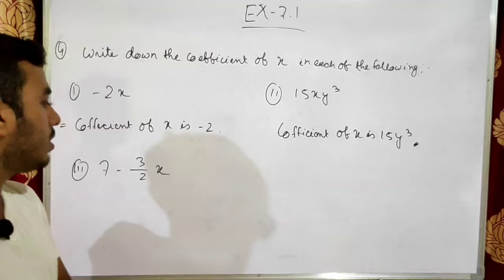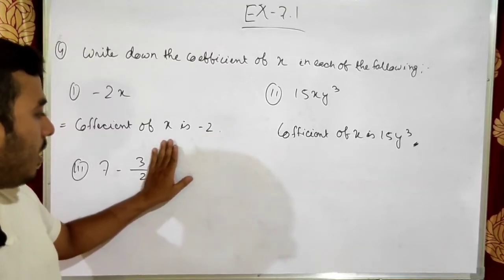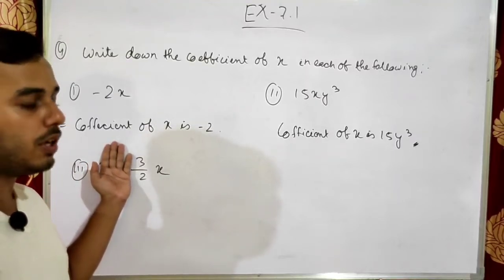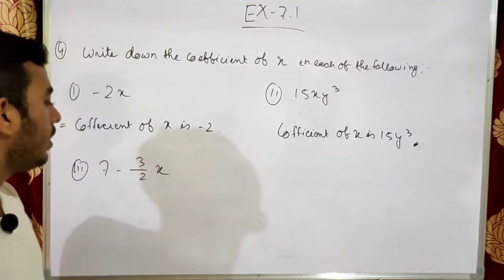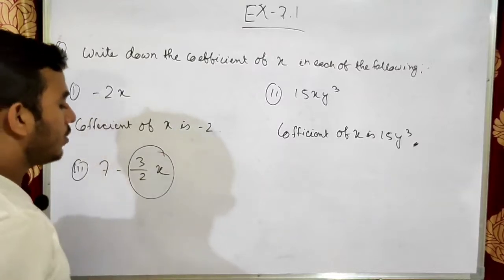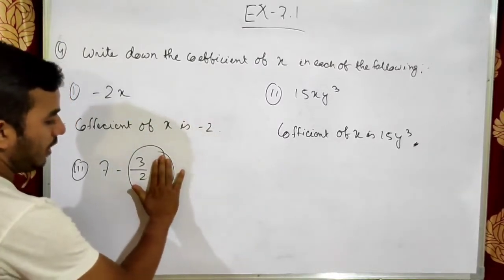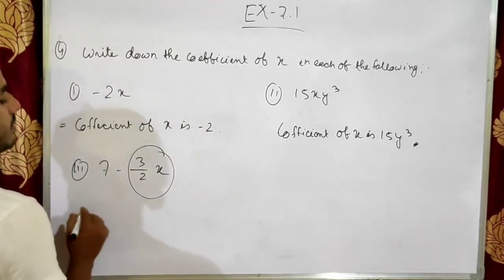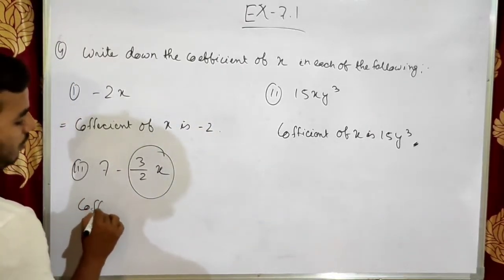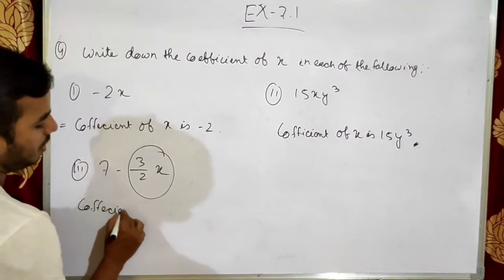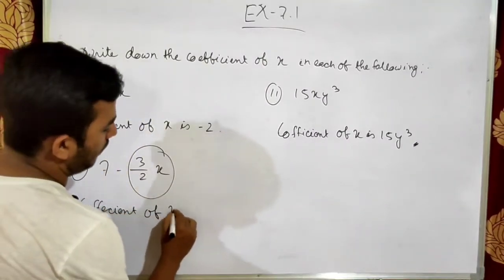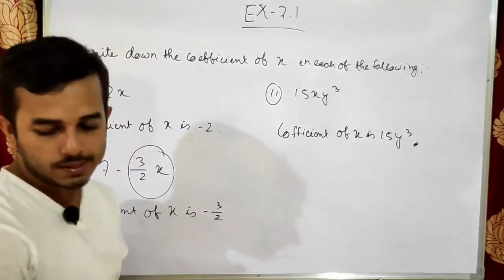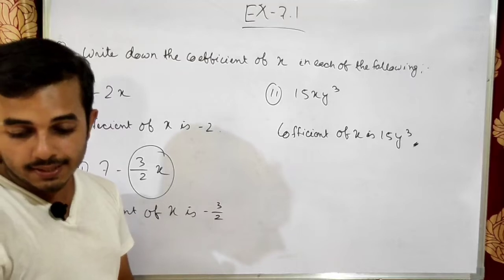So I'll just remove x. What is left? This one also we will not bother about, only this term. So here the coefficient of x, what is left? Minus 3 by 2, isn't it? So we'll write: coefficient of x is minus 3 by 2. Like this.